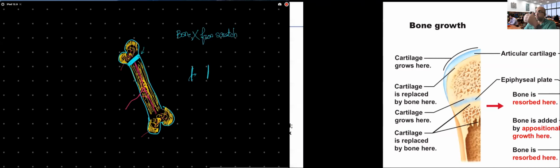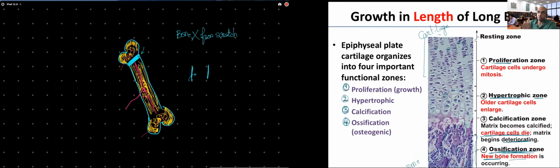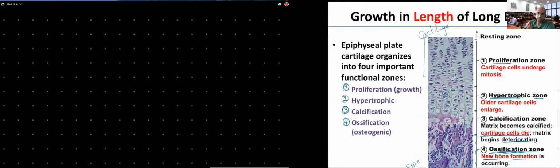What do you think? Can you grow your long bones in length right now? Can you become taller right now? Yes, they will be growing towards both sides, but mainly towards the proximal epiphysis. So the distal epiphysis is going to disappear early in life compared to the proximal epiphysis.